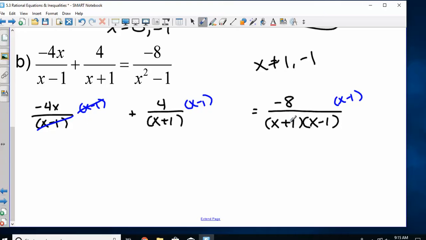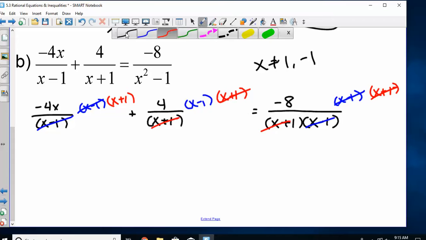Those cancel, and these cancel. Second one, we need to get rid of x plus 1. So we multiply by that. Those drop out. Now we have everything off our denominator, so now we're ready to simplify.